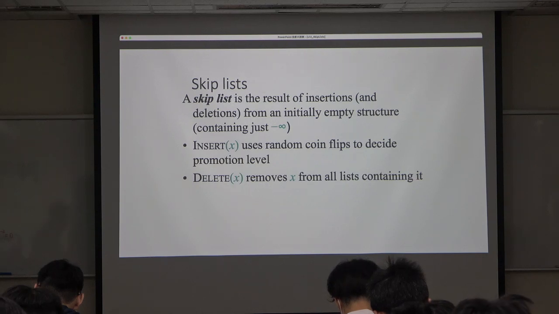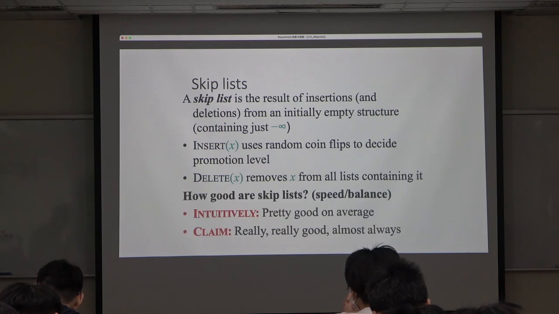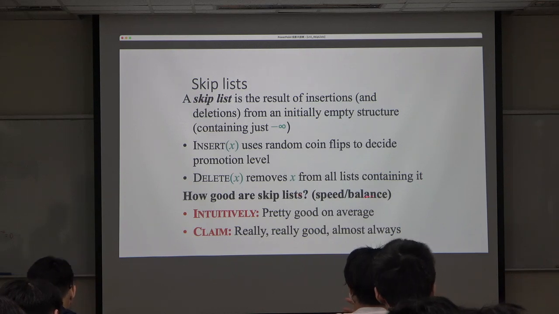Very simple. Delete is very, very simple. Just remove it from all the lists that contain X. So how good are skip lists, in terms of speed and in terms of balance?